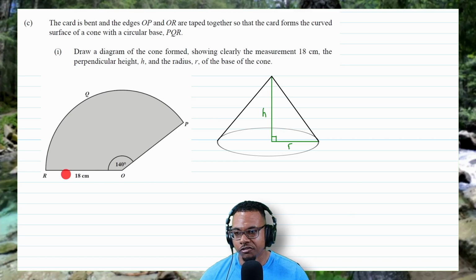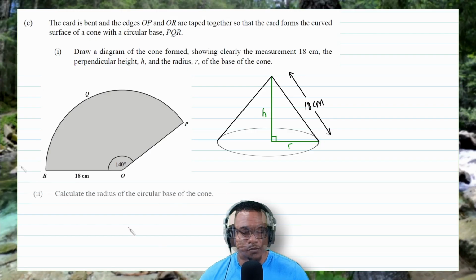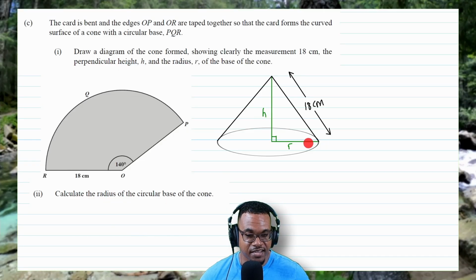And remember, I told you that the radius here of the sector is the slant height. So what we're going to have here is that the slant height is equal to the 18 centimeters. Now for part 2, we want to calculate the radius of the circular base of the cone. So that's the circular base of the cone where the radius is r.